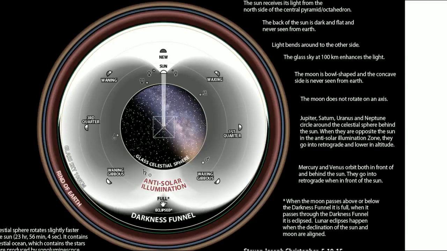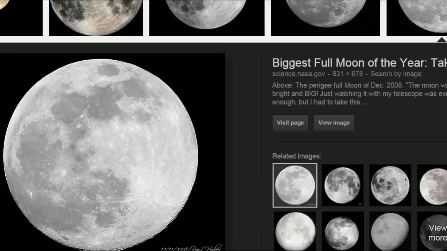Now, if it enters this darkness funnel, it gets eclipsed. But north and south of that funnel, it will get hit from both sides. A full moon. That's why we don't see the shading of the moon. It only works in a concave Earth, guys. But we can tell by the terminator of the moon that it is definitely round.